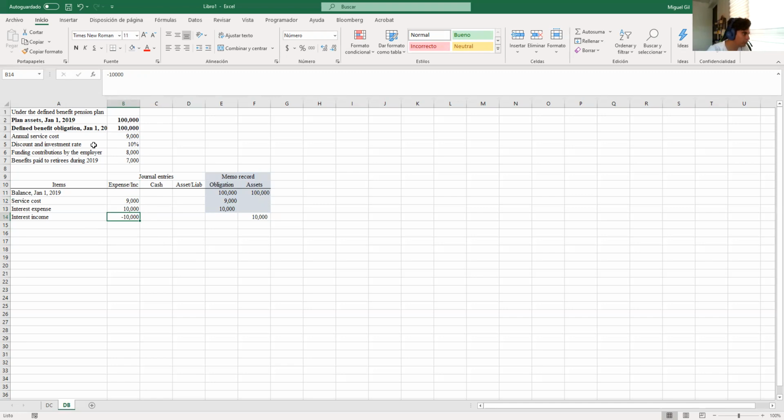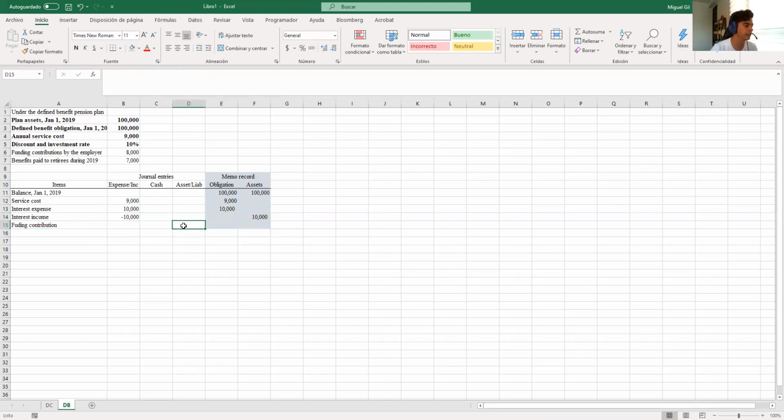And finally, the last thing that I need to do, because I think so far I am done with these two, with the annual service cost and with the discount and investment rate. I already reflected these things. Now I need to reflect the funding contribution for the employee, right? This means the amount of money that the organization is paying to the fund. This is the funding contribution by the employer. So this is the money that the organization pays to the fund.